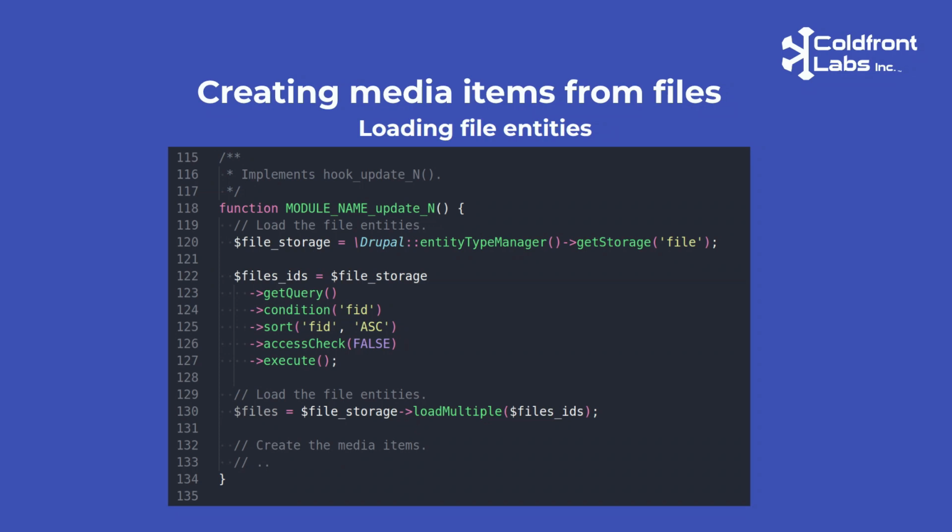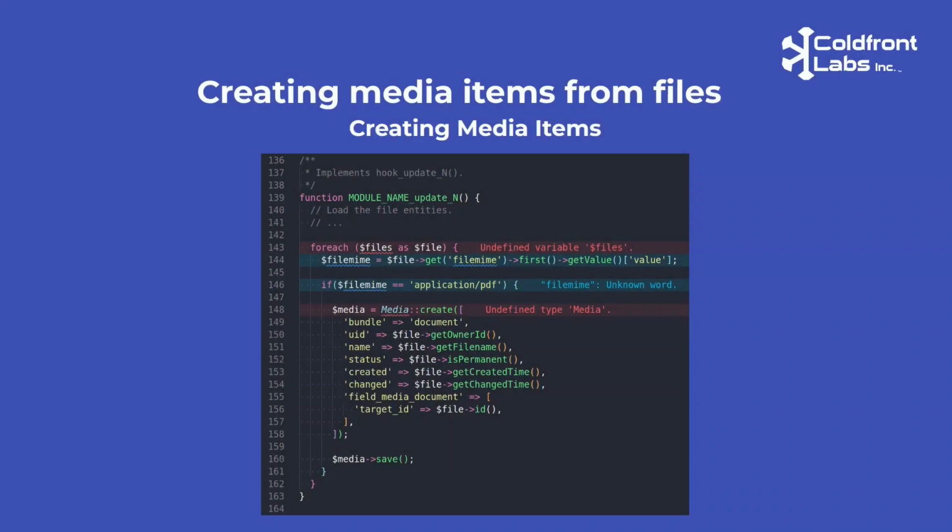So the first step here, we talk about creating media items. Here we have a get query, which basically gets all the FIDs from the files, so we get all the file IDs. In more recent versions of Drupal, it's required that you add an access check. And then once we have the file IDs, we can then go and use the file storage to load the files.